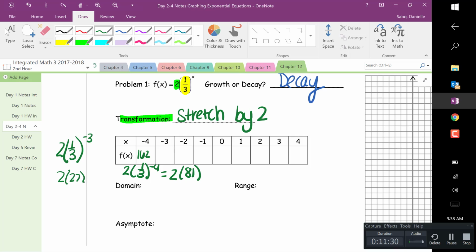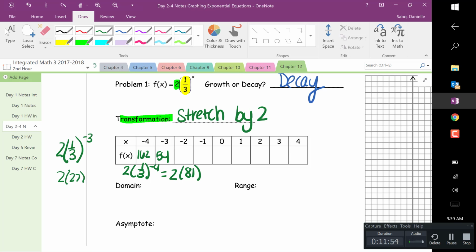Okay, what is 2 times 27? 54. Okay. It's not 54. Yes, it is. Yeah. All right, do the rest. Now that we've done 4 and 3, you should be able to apply it here.